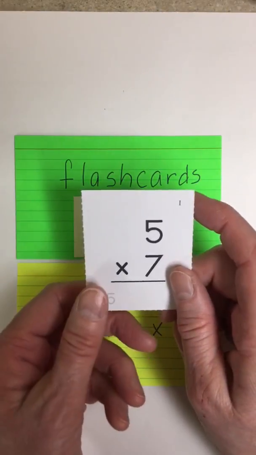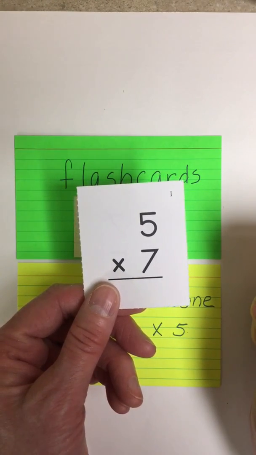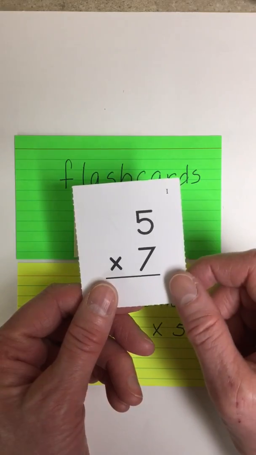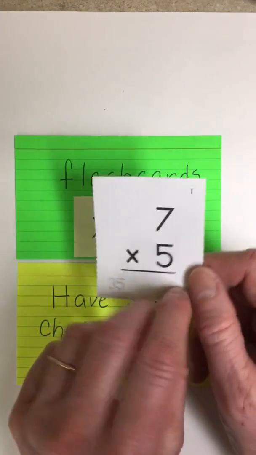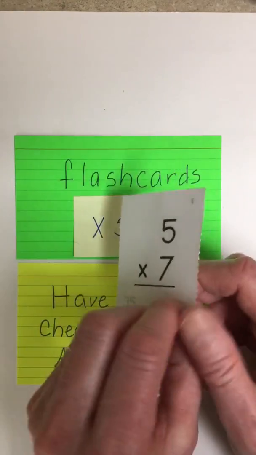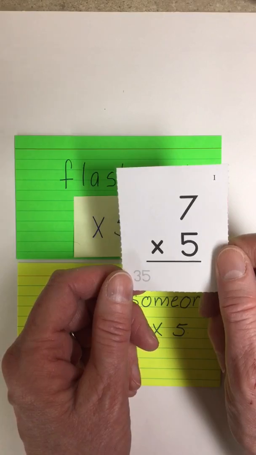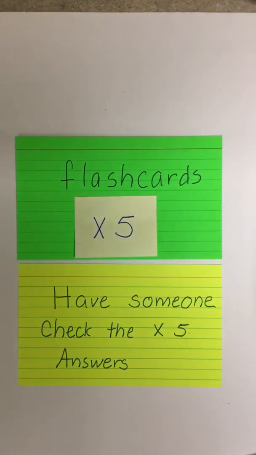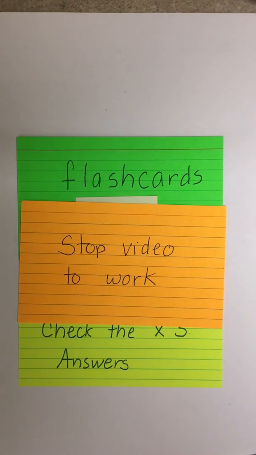When your cards are cut apart, you hold them with your thumb over the answer. 5 times 7 equals 35. Then you check. You'll note there's 2 sides. 7 times 5, 5 times 7, they both equal 35. So turn them over once in a while. Stop the video to work on number of the day, counting, and flashcards.